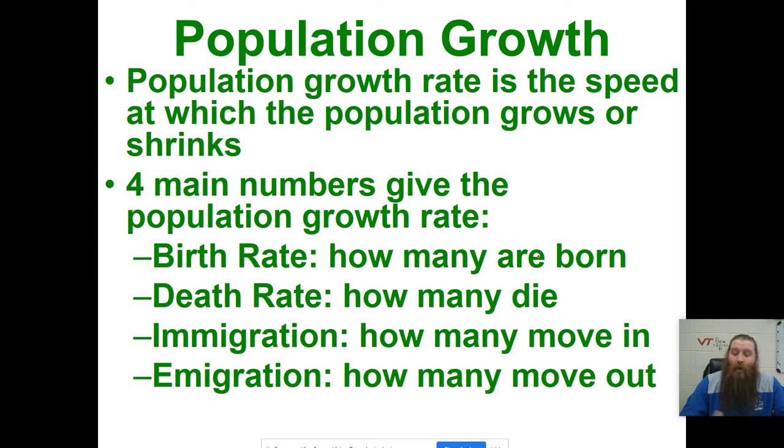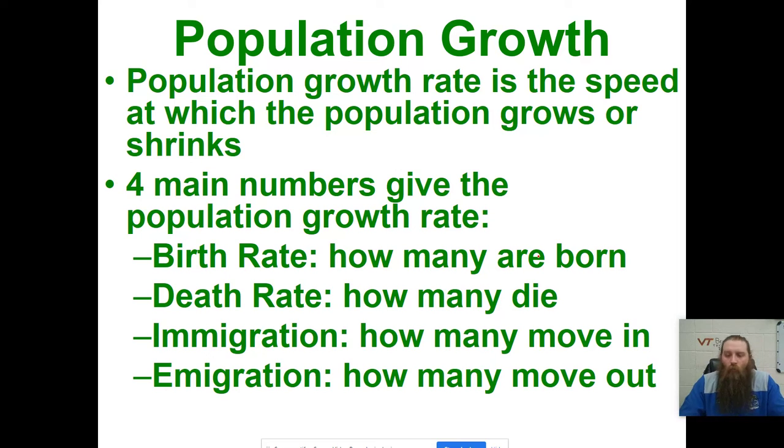If your birth rate is higher than your death rate, more kids are being born than people are dying, then we would expect the population curve to go up, right? You would be growing. Same thing with the two immigrations, right? If you're immigrating out of an area, well, the population of that area is going down, right? But if you're immigrating to an area, then the population of that area is going up.